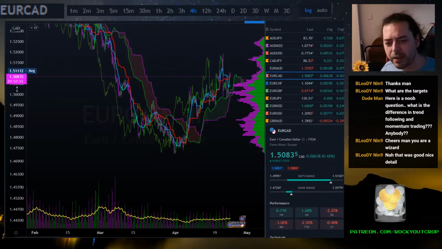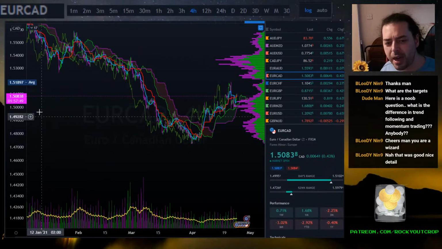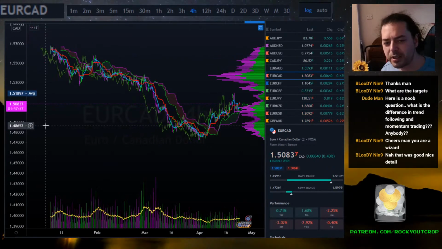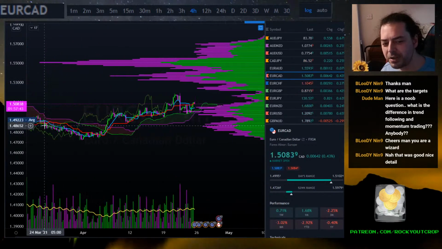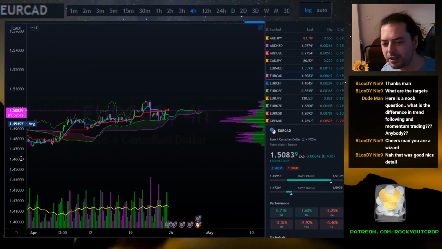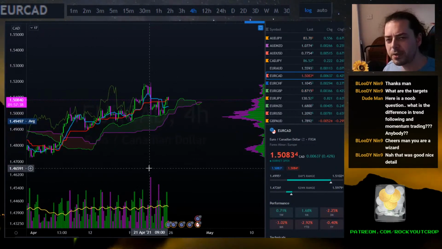Here's the 4 hour euro Canadian dollar chart, a forex chart, and as I zoom back out, you can see that actually the trend is towards the downside. But hold on a second, just mere moments ago, the trend looked like it was towards the top side. What is going on here, Rocky?